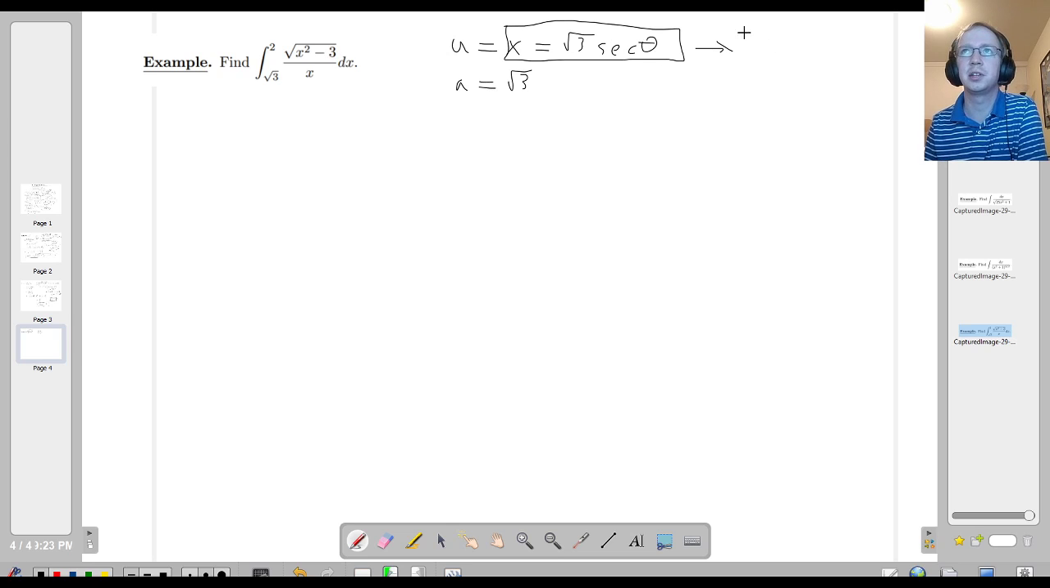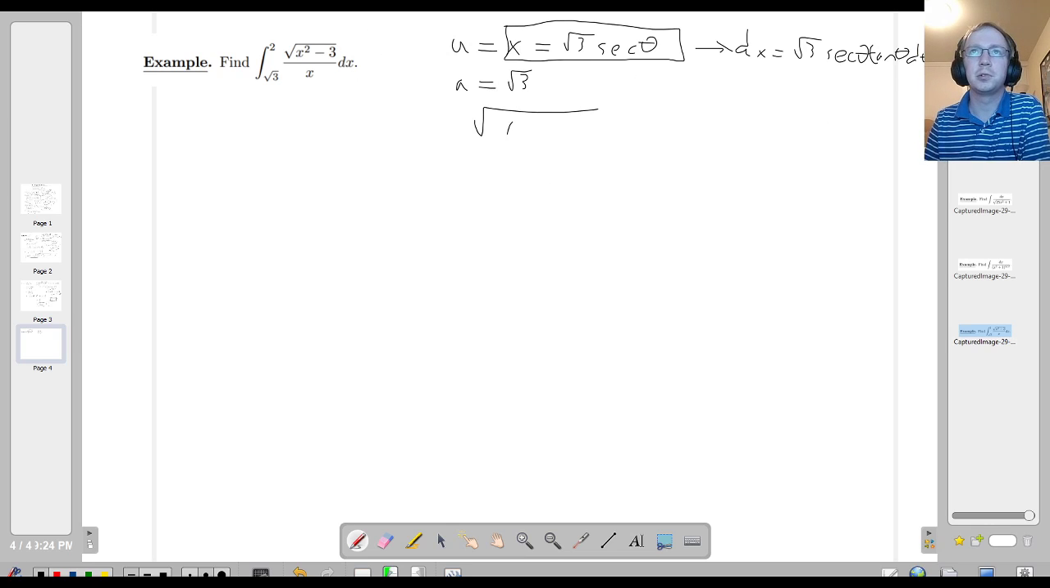So the derivative of both sides, I get dx equals, well, let's see, the derivative of secant is secant tangent. Okay, that's another thing we can grab from our formula sheet if necessary. And the last thing I need is this square root of x squared minus 3. Now generally speaking, that square root term is going to turn into something nice. This is no exception. So let's see.